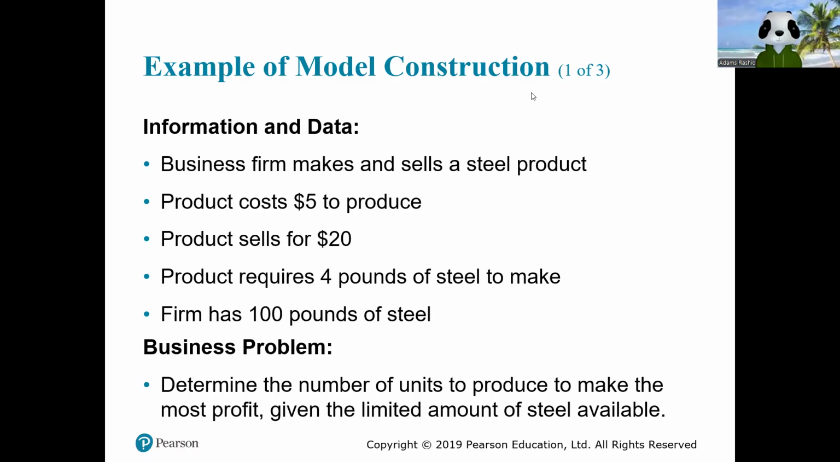And how much profit will be made? Since we know X, we put the 25 here and here. So total profit, Z, will be 20 by 25 minus 5 by 25. So that's the solution. The solution gives us 25 units of steel, which will give us a profit of 375.